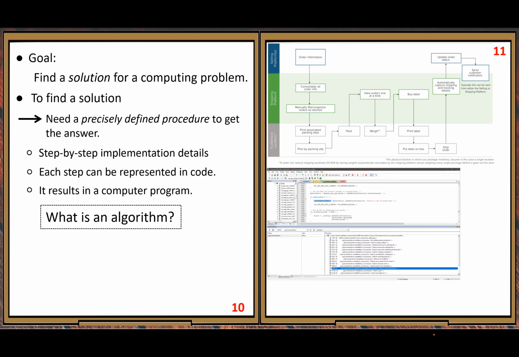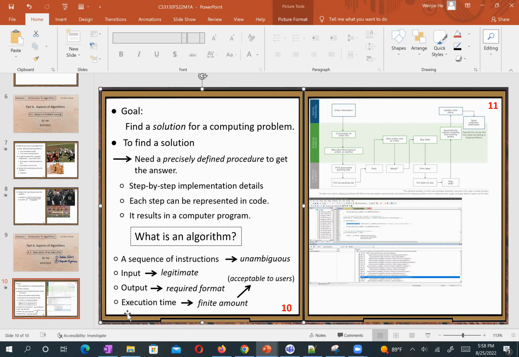All right. So then from that angle, what is an algorithm? From that angle, we want to understand our algorithm as a sequence of instructions, computer instructions. They must be unambiguous. It must be very clear. Then we start a new topic. So instructions must be unambiguous. Then input must be legitimate.